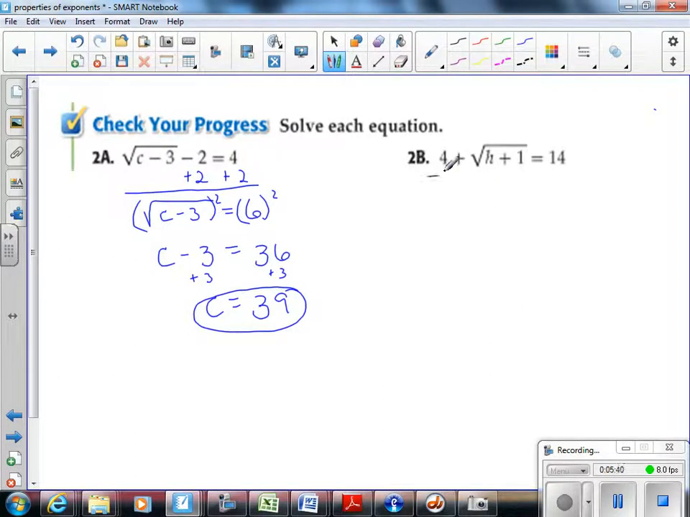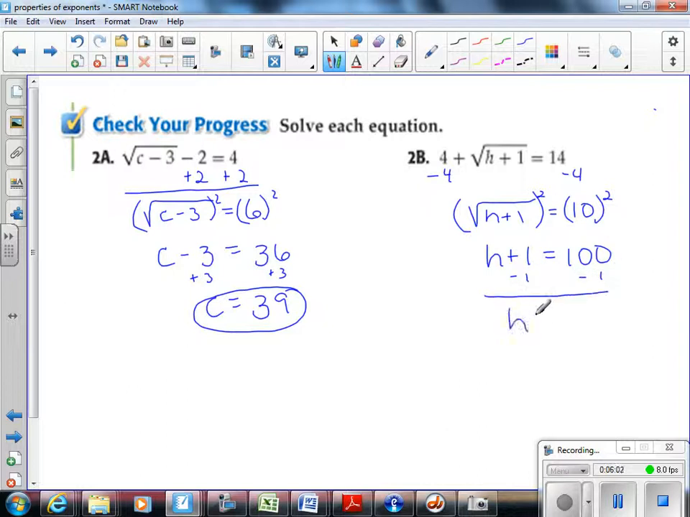Okay, in this case, I have to subtract 4 from both sides. I'm left with the square root of h plus 1 equals 10. Then I need to square both sides, and I get h plus 1 equals 100. Now what do I need to do? Good, subtract 1 from both sides, and I get h is equal to 99.